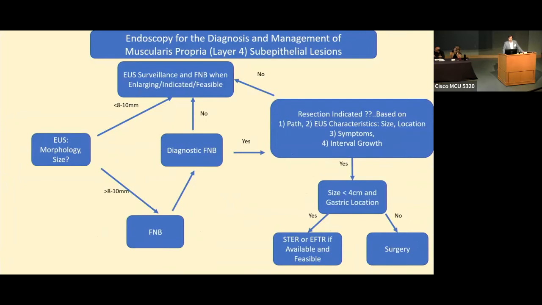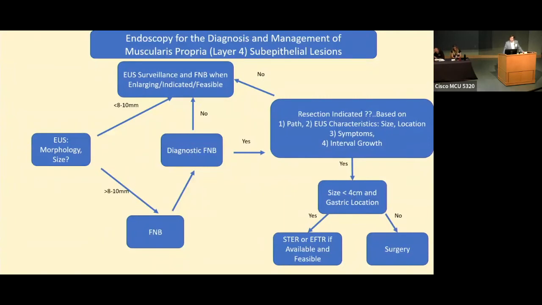Do you get a diagnosis? Yes. If you don't, a lot of times we'll surveil those patients with the assumption that it's a leiomyoma or a GIST. And then, of course, based on its size, its ultrasound characteristics, what the pathology shows, you may have to refer these patients for surgery or advanced endoscopic techniques for resection.